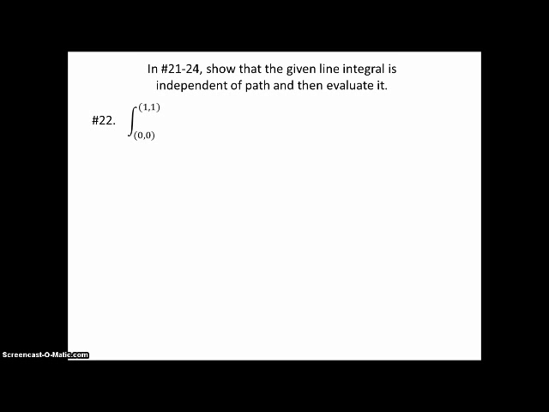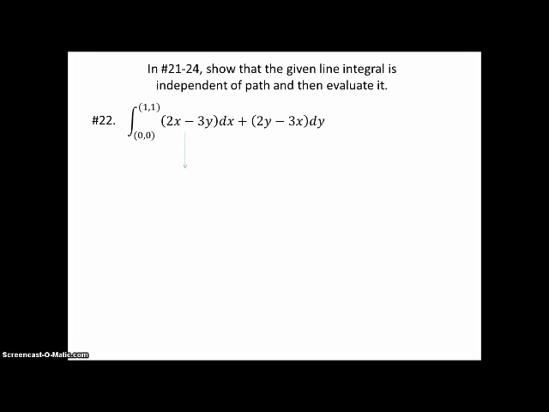In numbers 21 through 24, show that the given line integral is independent of path and then evaluate it. So for number 22, we are going from (0, 0) to (1, 1), and this is P dx plus Q dy. If in fact it's independent of path, these are the components of a gradient vector, which are the partial derivatives with respect to x and then with respect to y for the second component.